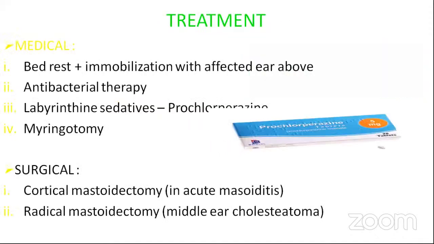So the treatment includes bed rest, immobilization with the affected ear above, antibacterial therapy, labyrinthine sedatives like prochlorperazine, and myringotomy can be done. Surgical treatment is a cortical mastoidectomy in case of acute mastoiditis, and radical mastoidectomy in chronic suppurative otitis media with cholesteatoma.